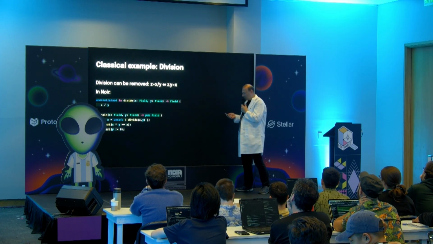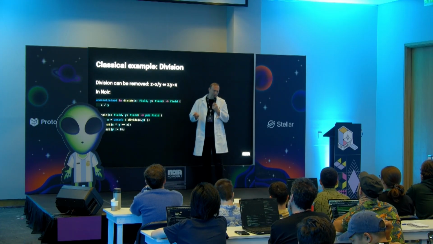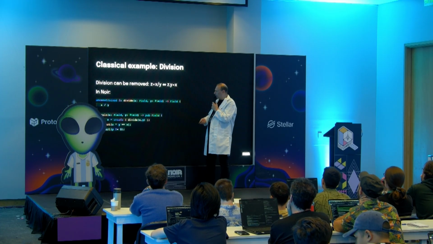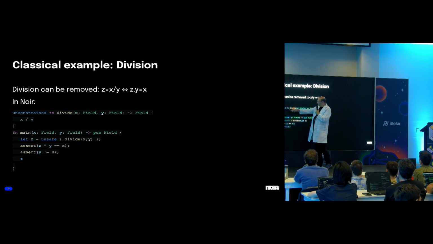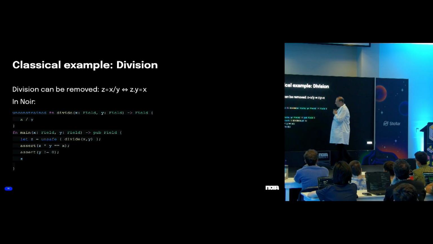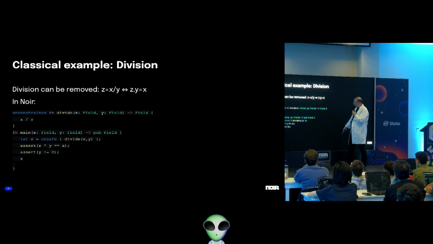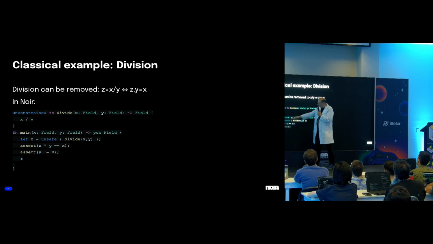Okay, so how can you do it in Noir? You don't need to do it in Noir because Noir is doing it for you, but still, if you want to, you can. So you can use an unconstrained function. You just say that it's unconstrained. I call it divide, and this is doing the real computation. And then we just check it in your circuit. So main is the circuit that you are going to compile.